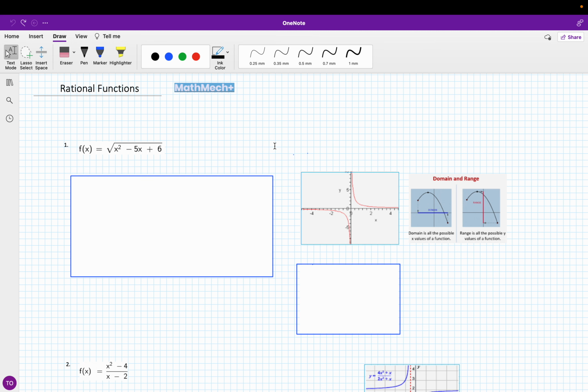In this lesson, we're going to look at rational functions. Rational functions are otherwise known as rational fractions, and they are a type of algebraic fraction where both numerator and denominator are polynomials. This can be shown in different ways.